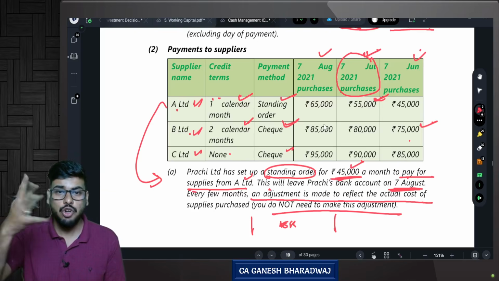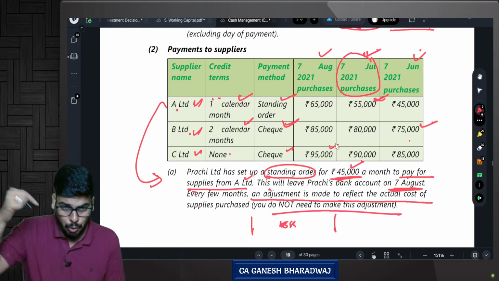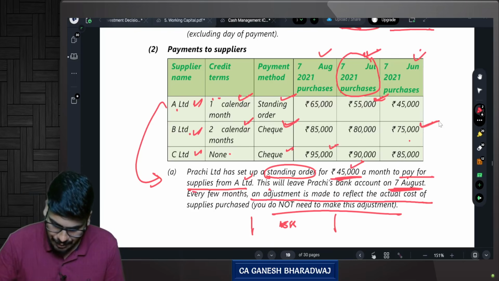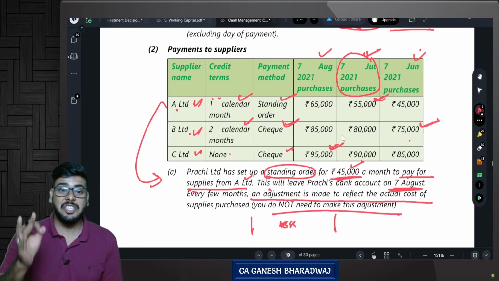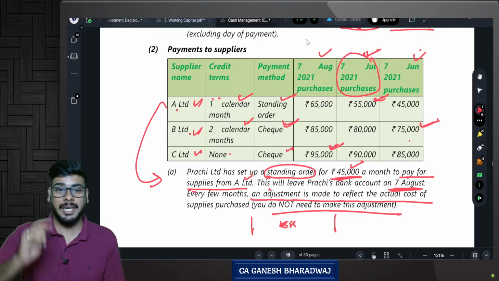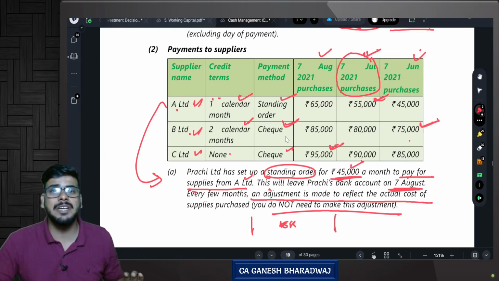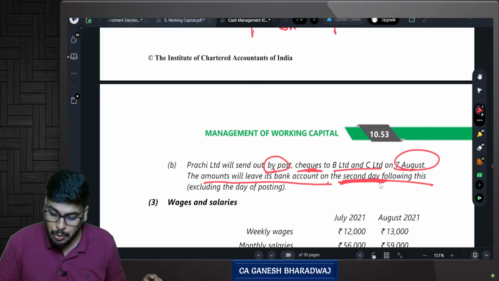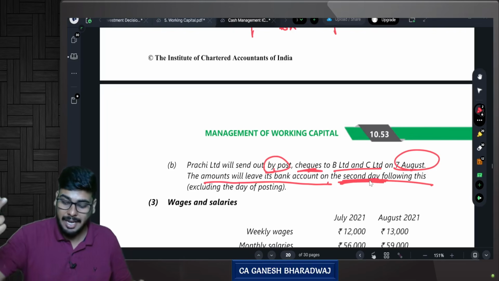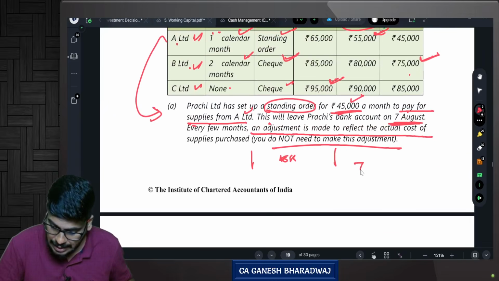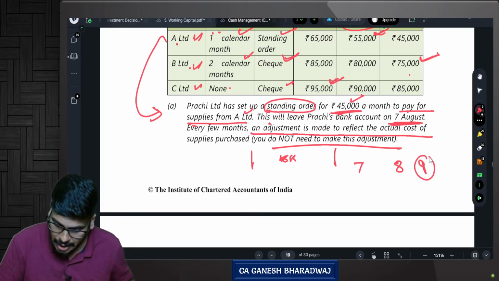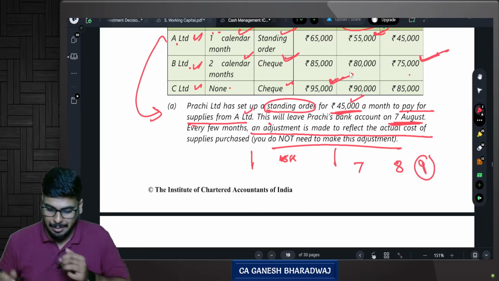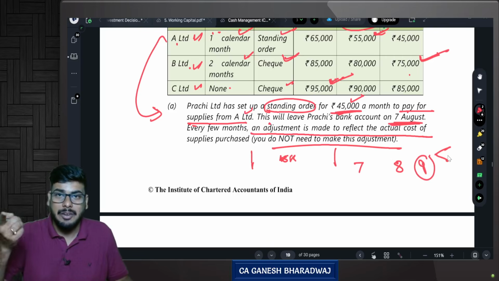Then for C Limited, no credit period, which means the purchases made today on 7th of August will only be paid today. Are you clear with this? So now this 75,000 and this 95,000, the checks will be posted on 7th of August, correct? Now, will it be immediately debited, reduced from my bank account? No, they are saying the amounts will leave their account on the second day following the day of posting. So 7th is the day of posting, 8th, 9th, on 9th, these two amounts, 75,000 to B Limited and 95,000 to C Limited, these two amounts will actually be what?